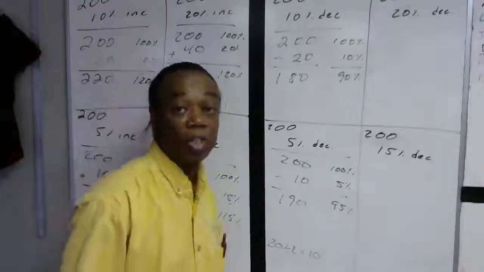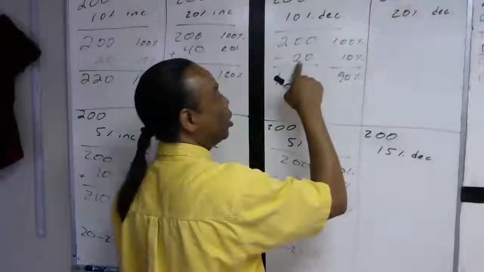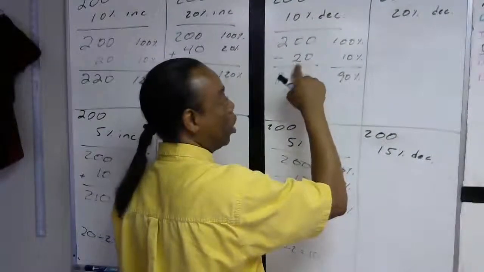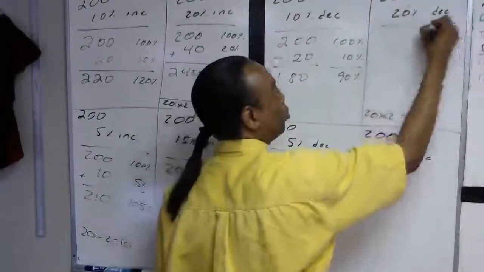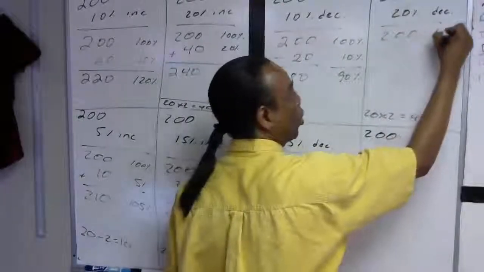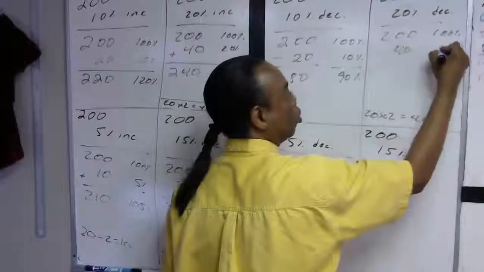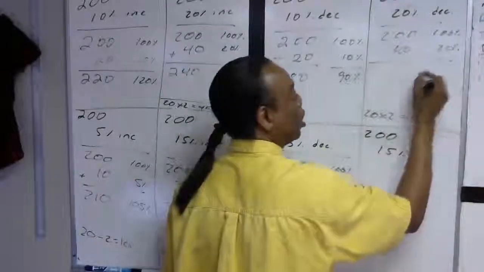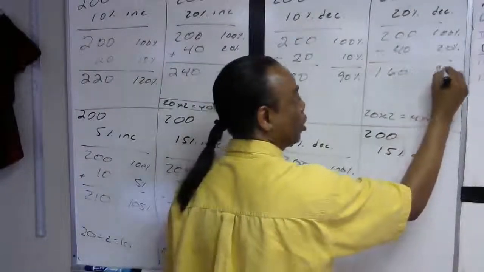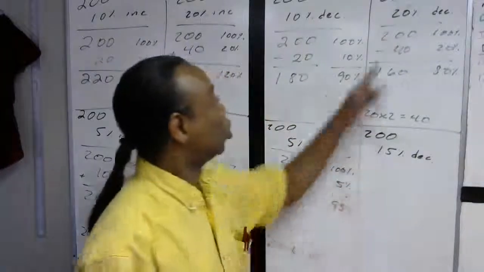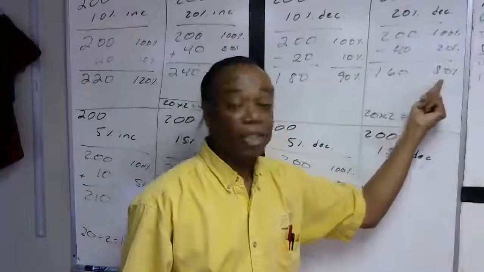Okay, let's go to a 20% decrease. To get a 20% decrease, we can look at what the 10% was, which is 20, multiplied by 2, we get 40. So 200 represents 100%. 40 represents 20%. And when we subtract this, we get 160. That represents 80%. So 200 with a 20% decrease gives you 160, which in essence is 80% of the original.